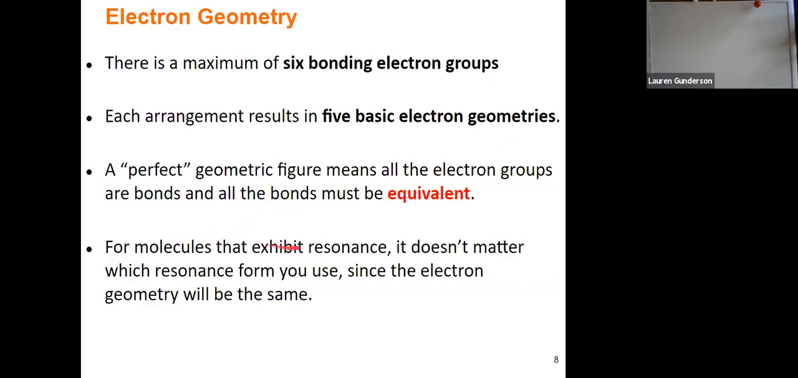And any molecules that have resonance in them, it doesn't matter which resonance form you use, the electron geometry will be the same regardless of the resonance structure that you pick. And if you need to see that for yourself, maybe think about getting a model kit to look at for some of these.